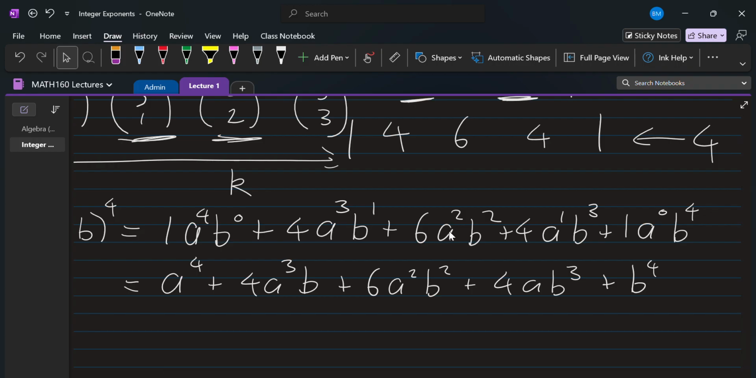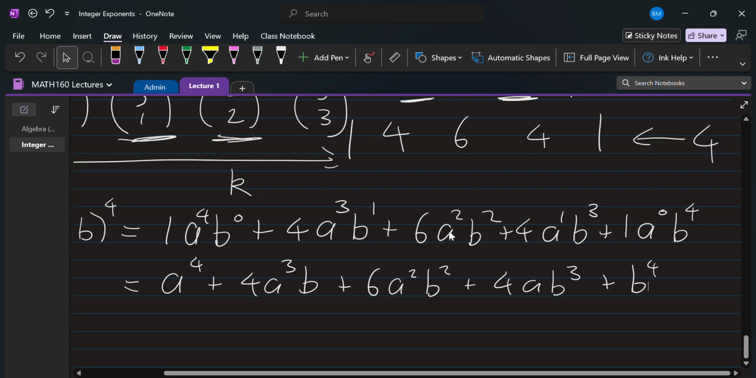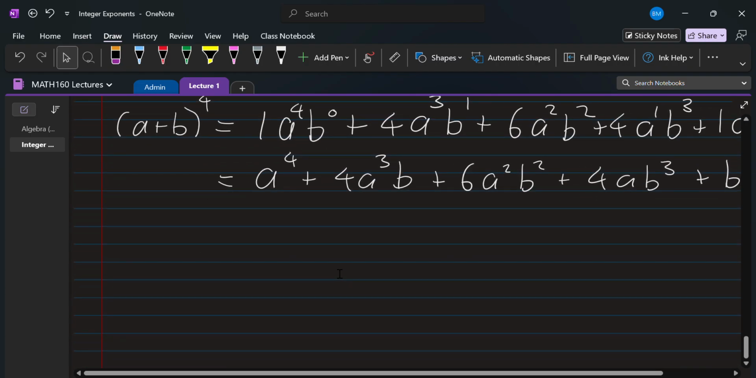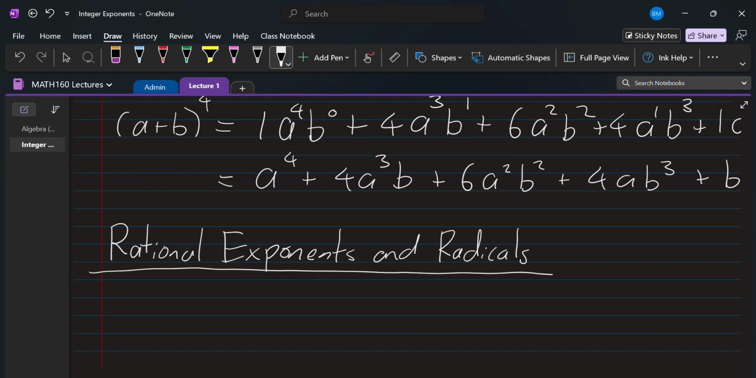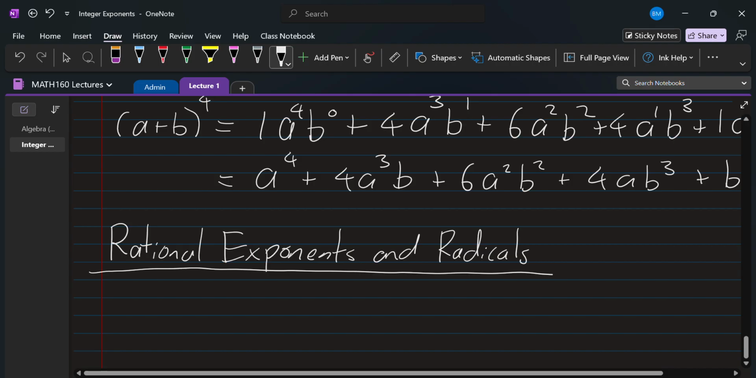Okay, and then you'll end up with a to the 4, 4a cubed b. I'm not going to put the 1. It's not needed. Plus 6a squared b squared. Plus 4ab cubed. I'm not going to put the 1. It's not needed. Plus b to the 4. Again, I'm not putting the 1 or the a to the 0. It's not needed. Okay. But for the first few, please write it out fully like this first line. As you get more confident with it, you can then skip all of those unnecessary details. Okay. Any questions on the binomial expansion? All good. Okay, next thing.